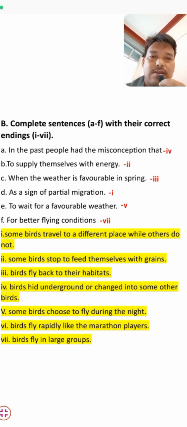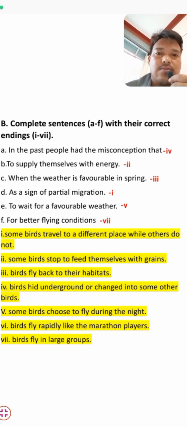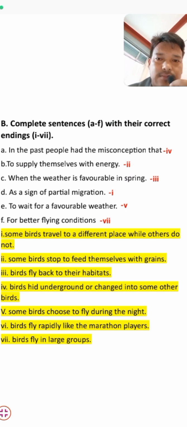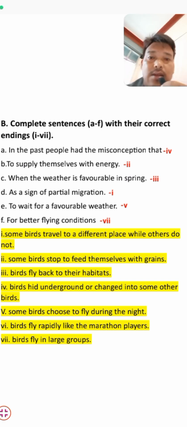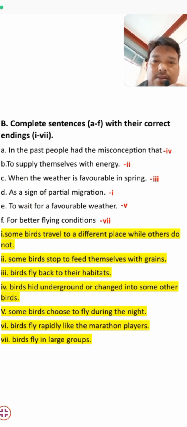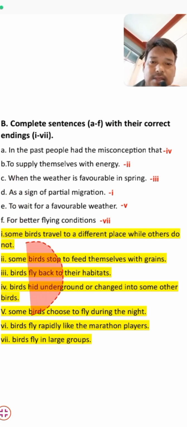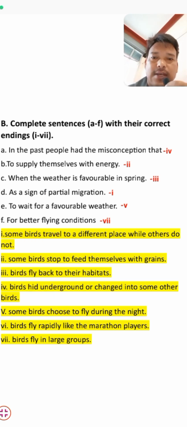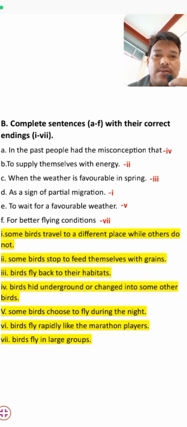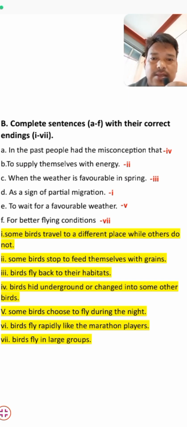Next we have exercise B: complete sentences A to F with their correct endings, 1 to 7. Here some sentences are given. You have to match them with the sentences highlighted in yellow. First, in the past people had a misconception that, what is the right and correct ending? It would be A.